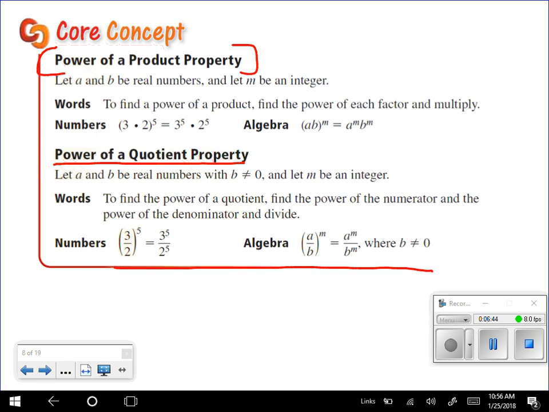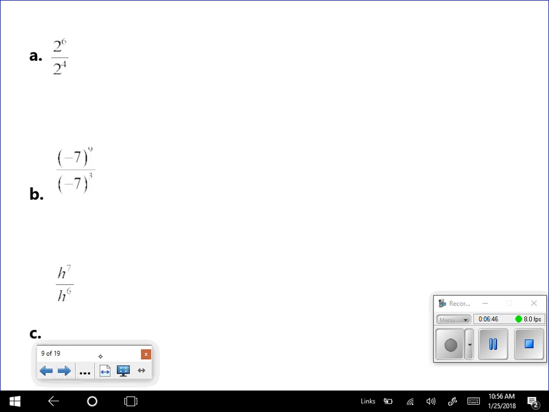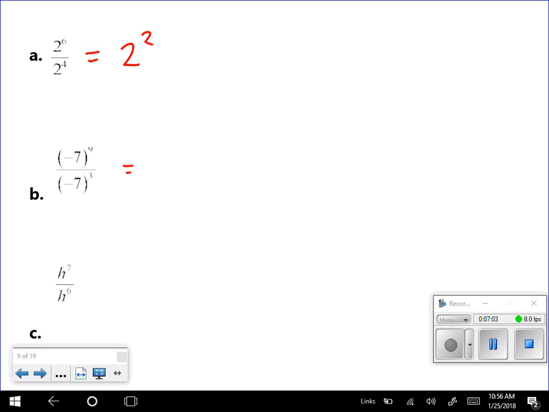All right, we're on to some examples. So we have 2 to the 6th divided by 2 to the 4th. We have the same base, so we could either write out 6 2's and write out 4 2's and then see what cancels, or just know our rule, we would get 2 to the 2nd. -7 to the 9th divided by -7 to the 3rd. Know your rule, -7 to the 6th. And h to the 7th divided by h to the 6th would just give us h to the 1st, or h.